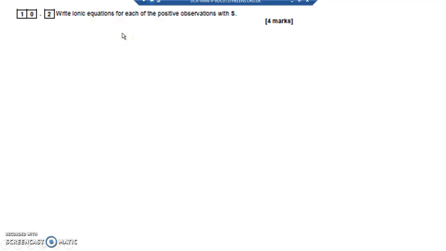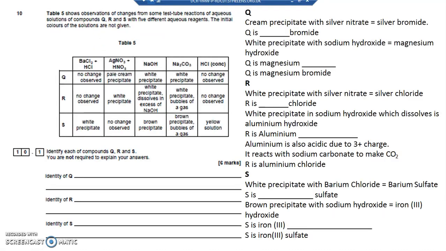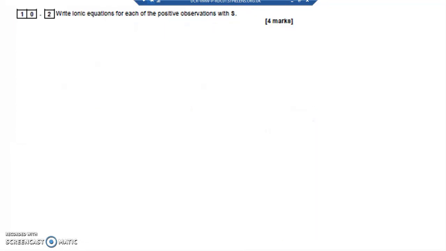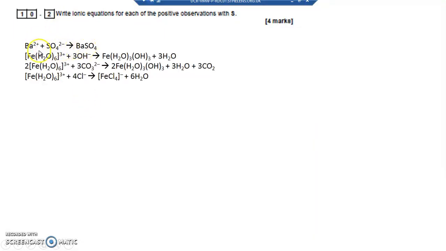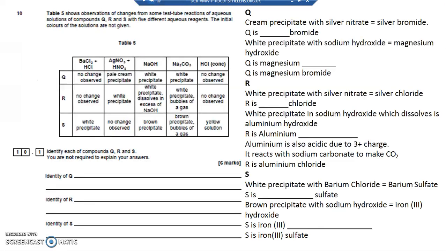Write the ionic equations for each of the positive observations with S. So that's iron 3 sulfate. So I'm looking for, first of all, barium sulfate. Now barium is in group 2, so it's going to be Ba2+. Sulfate is SO4 2- to form BaSO4. So it's BaSO4 because Ba is 2+, SO4 is 2-, and therefore it's just BaSO4. So that's my first equation: Ba2+ plus SO4 2- forming BaSO4 as an ionic equation.